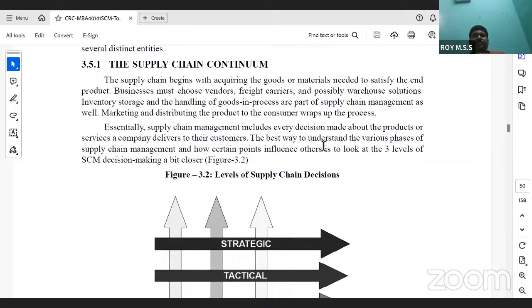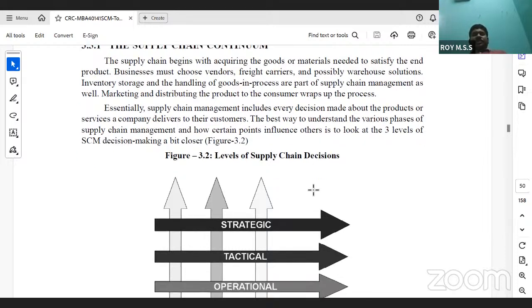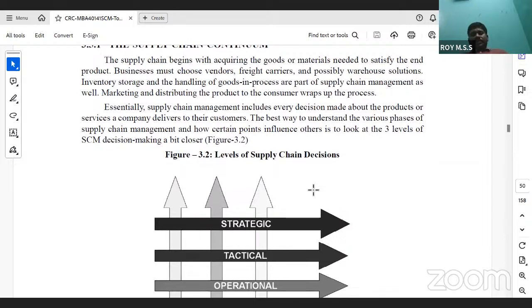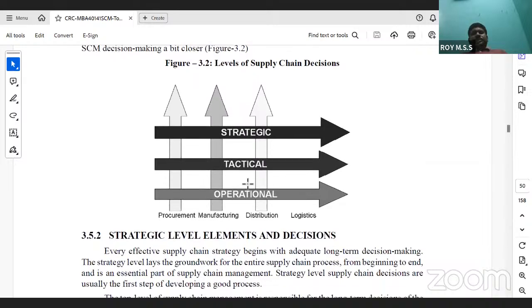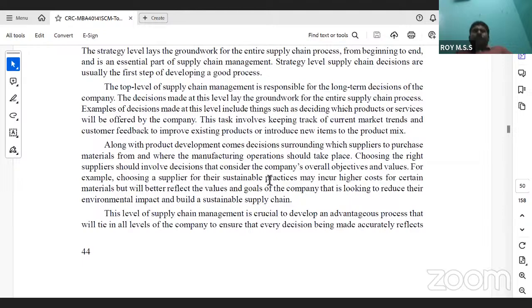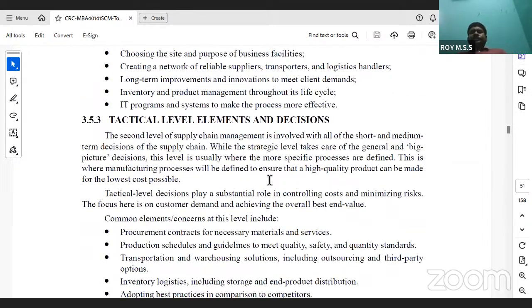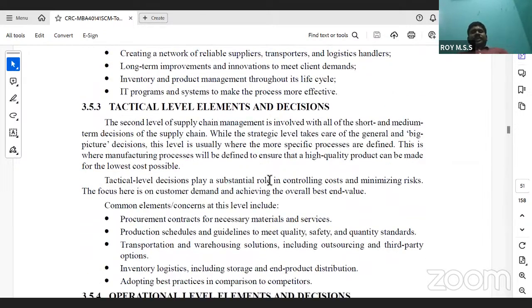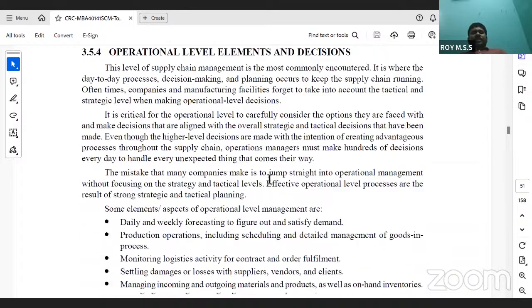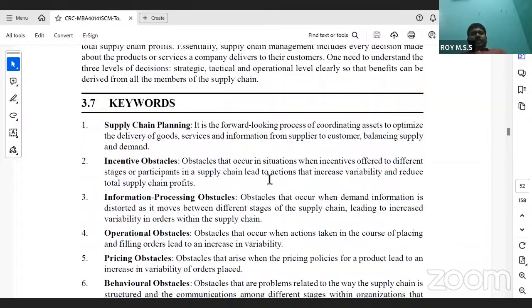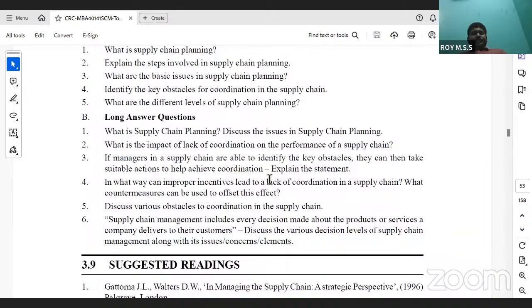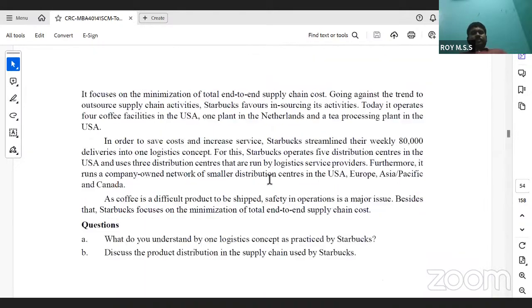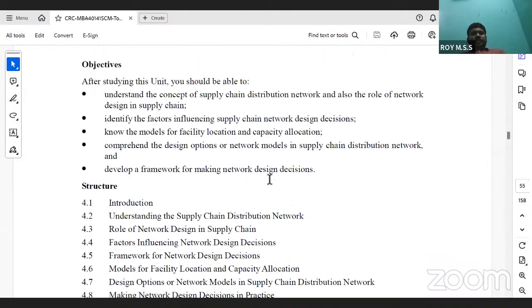Right. There are many decisions made about the products. The best way to understand the various phases of the supply chain is how points influence others. So the strategic decisions, tactical and operational decisions. Right. Tactical level elements and decisions. Operational level elements and decisions. You will understand if you are reading this. As a case study, I request you all to go through this.